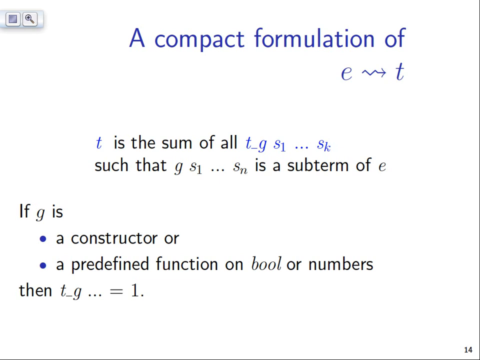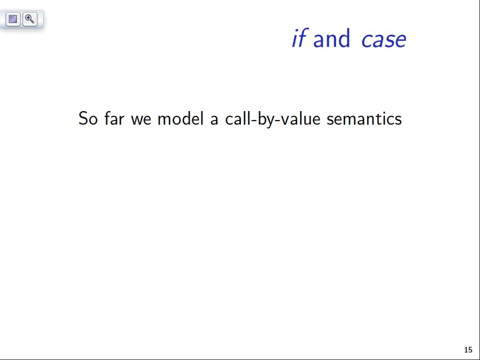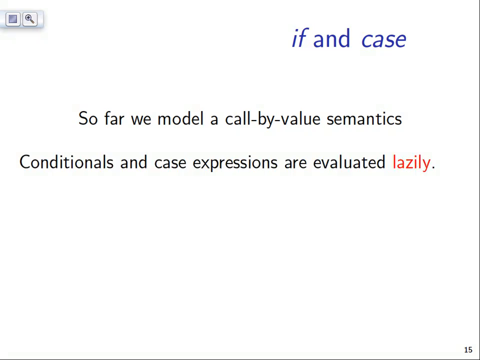So far I've assumed that everything is call by value semantics. I've always assumed if you have a function call, well, how long does it take to evaluate that function call? You have to evaluate all the arguments and then the function call itself. So that's clearly a call by value assumption. Now, if then else and case constructs don't have that feature, they don't need to evaluate all the arguments, they only evaluate one argument first and then decide which of the others to evaluate. Conditionals and case constructs are evaluated lazily, and we have to model that.